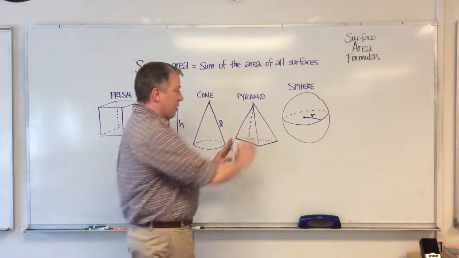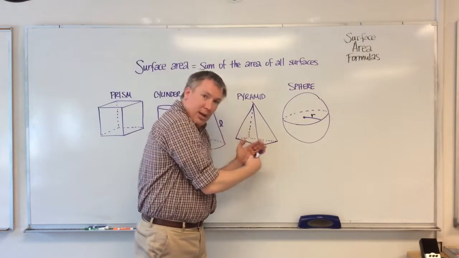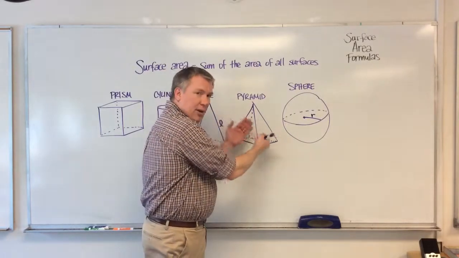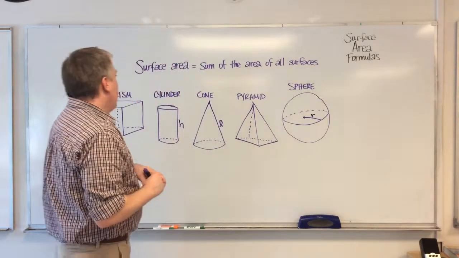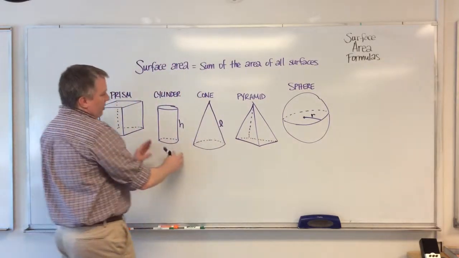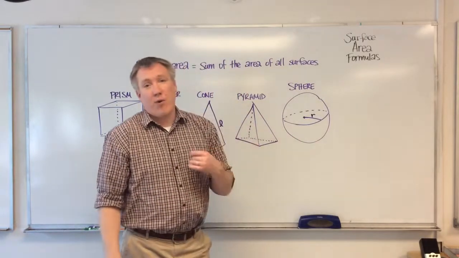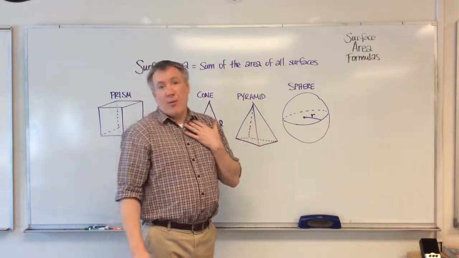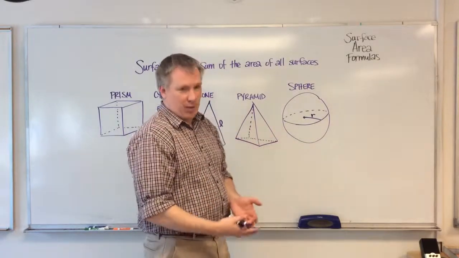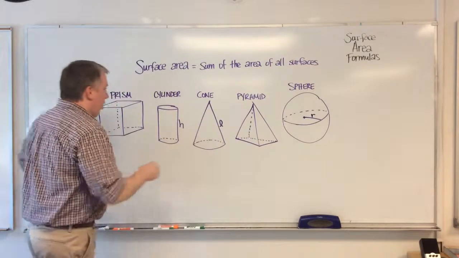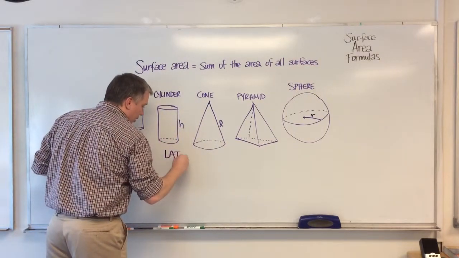But if you have the information to find out the area of all the sides of this pyramid, then you can add them together to get the surface area. Now, as you can see with a cylinder, cone, and sphere, they have curved sections. So there aren't formulas from the past that we can use. We need new formulas to find the area of something that's curved. And in the cylinder and the cone, we call that the lateral area.